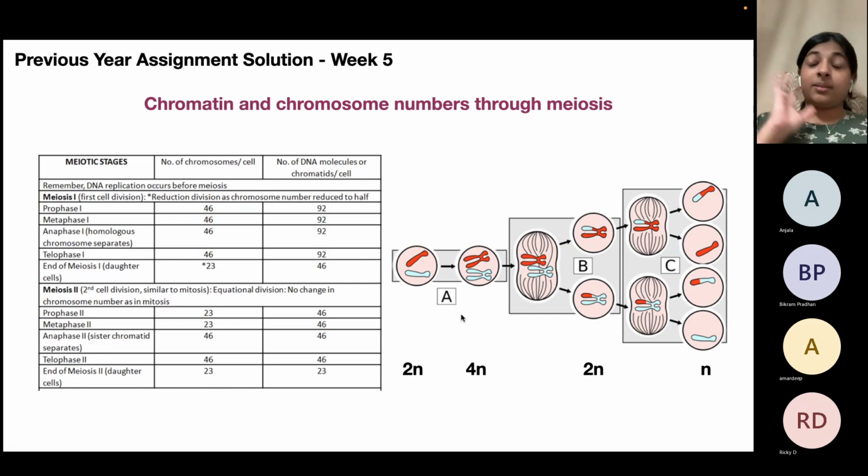This again, in a simplified notion, means that if there is 2n in the initial stage, DNA replicates, there's 4n now. Then it becomes two daughter cells, now again coming back to 2n. But when the second meiotic division happens, it's divided into four different cells, and it becomes n each.